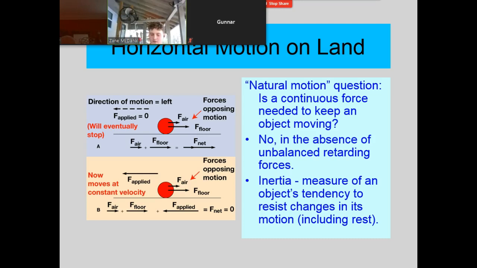So here's horizontal motion on land. This is what some people call natural motion. And remembering back to Aristotle, is there a continuous force necessary to keep an object moving?